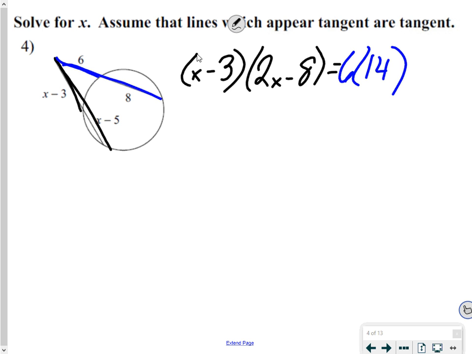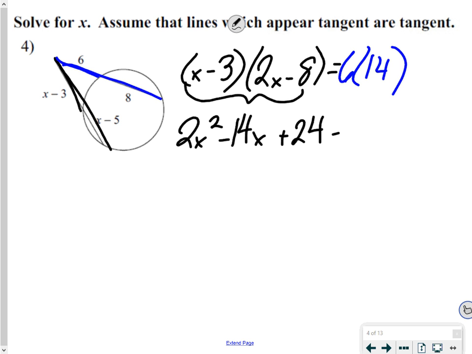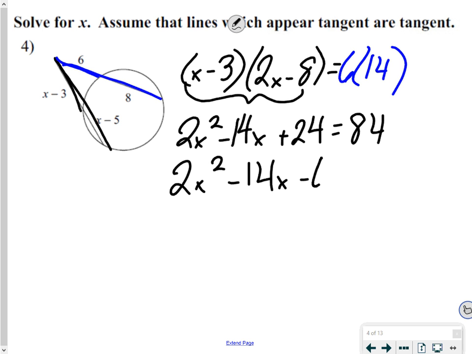All right, so if we distribute here and combine like terms, we get 2x squared minus 14x plus 24. 6 times 14 is 84. Now let's get everything over to one side. So we get 2x squared minus 14x minus 60 equals 0. And now we factor.